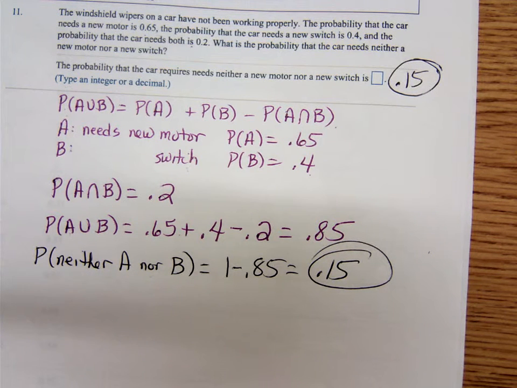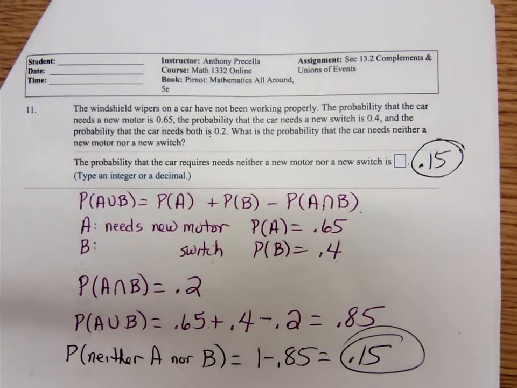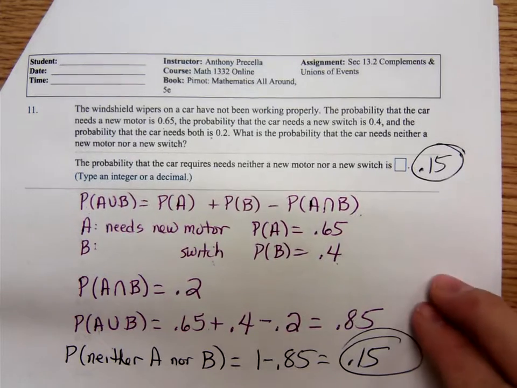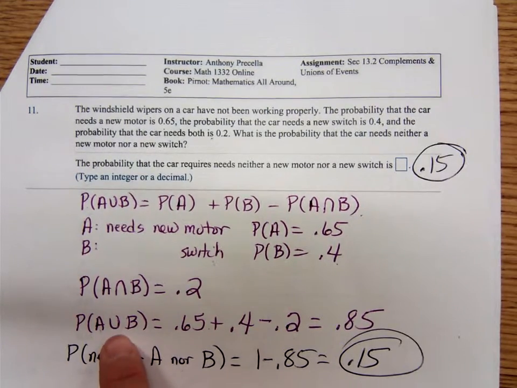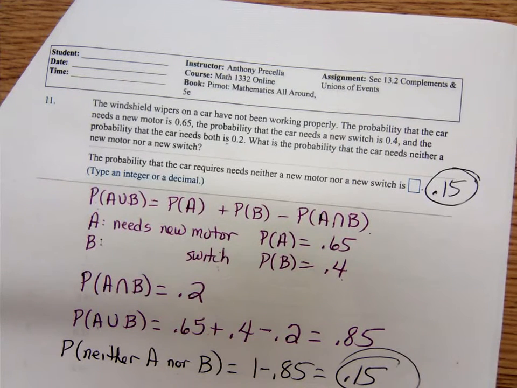Thank you for watching, and this was another section over probability theory involving unions and complements. This last problem here, very good one. It involved the union and it involved the complement. Okay? So be sure to read through your book and watch the videos and work on the problems.